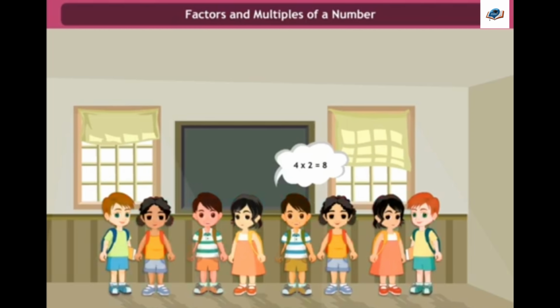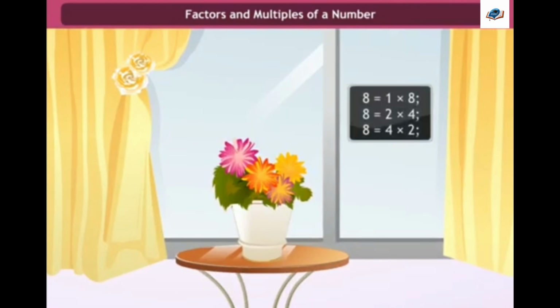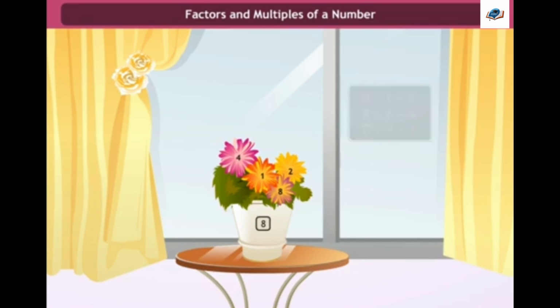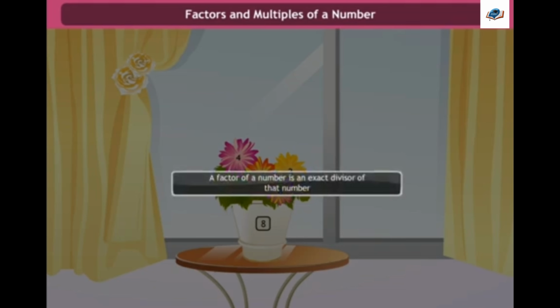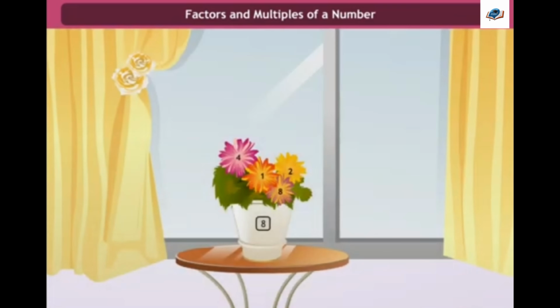From the above, we see that 8 can be written differently as a product of two numbers: 8 equals 1 into 8, 8 equals 2 into 4, 8 equals 4 into 2. Clearly, we know that 1, 2, 4 and 8 are exact divisors of 8. Hence, we say that 1, 2, 4 and 8 are factors of 8. A factor of a number is an exact divisor of that number.